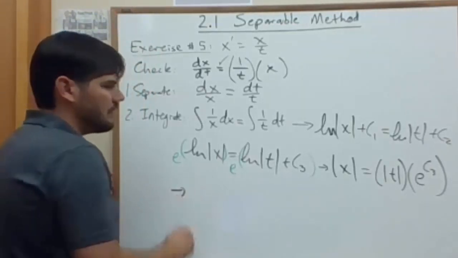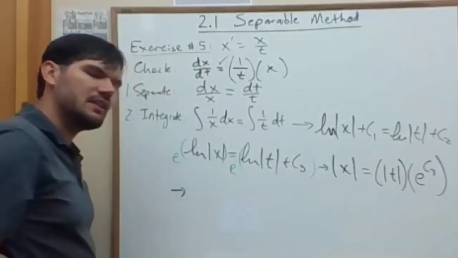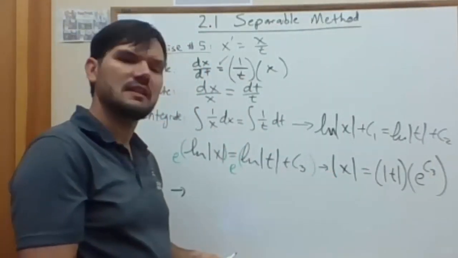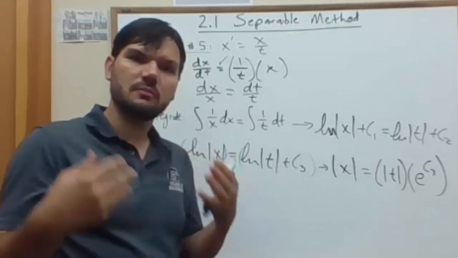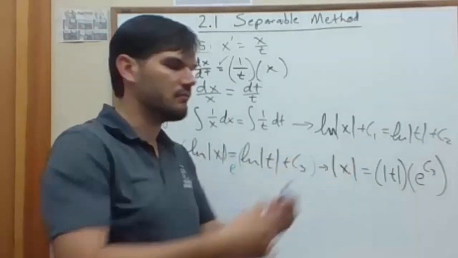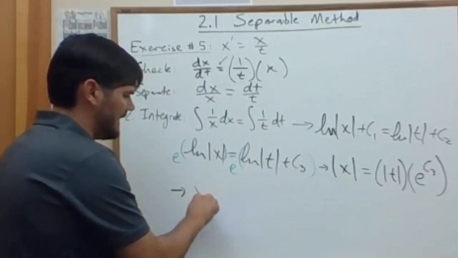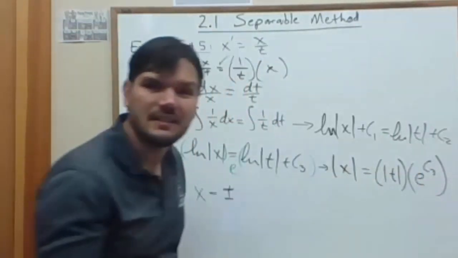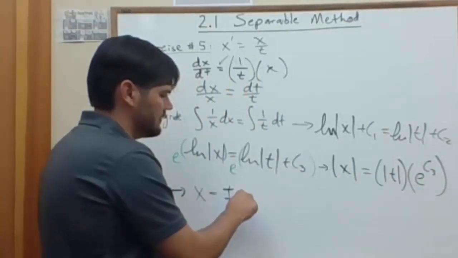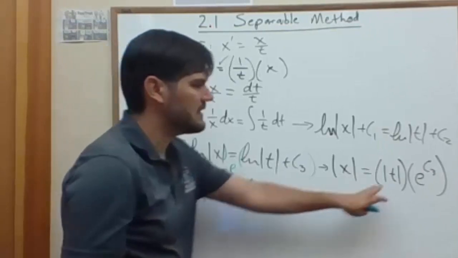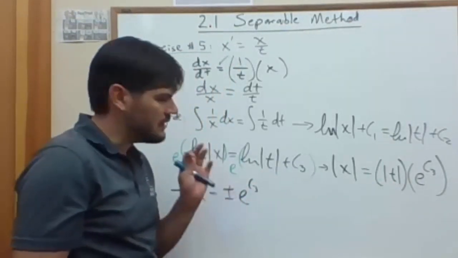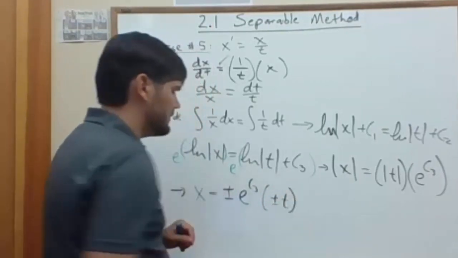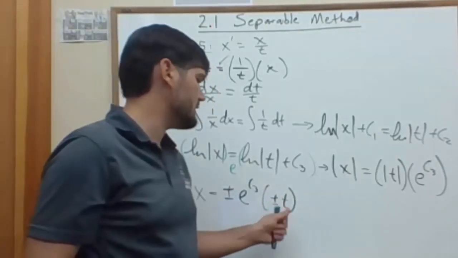So we then resolve it further by saying, well, absolute value of x is either equal to positive x or negative x. So let's push that plus or minus uncertainty onto the right-hand side. So we have x equals plus or minus e to the c3 times the absolute value of t. Now, absolute value of t is, again, either plus or minus t. So we have a plus or minus t, a plus or minus x.